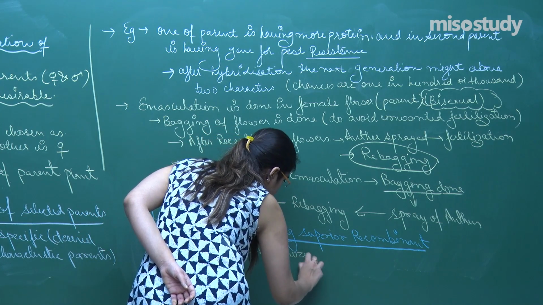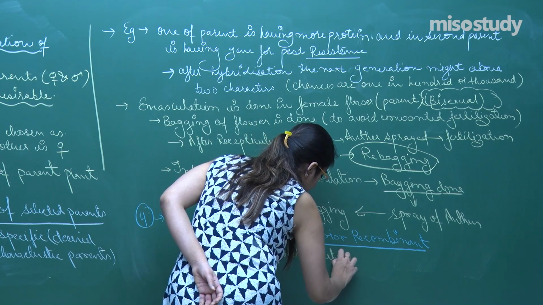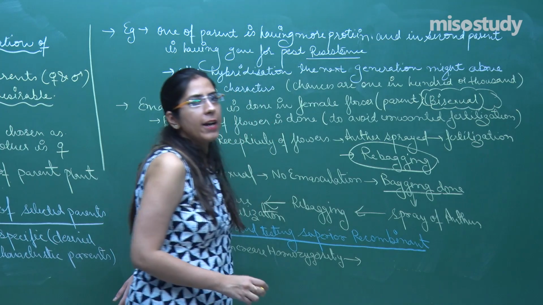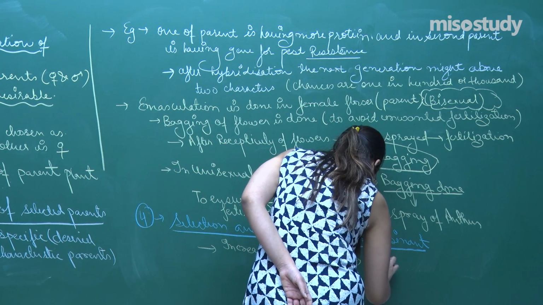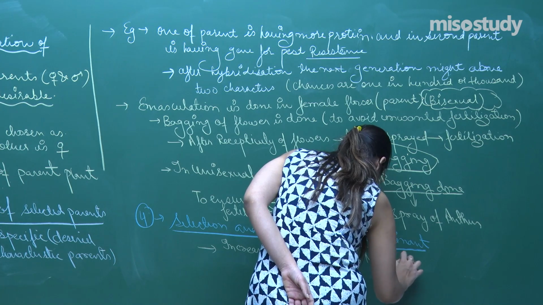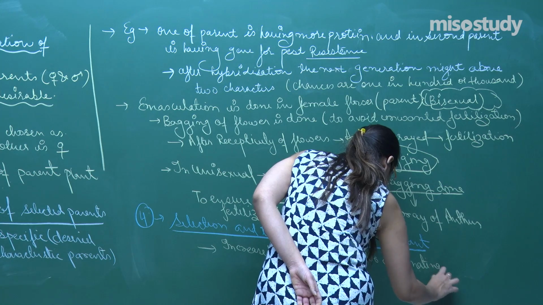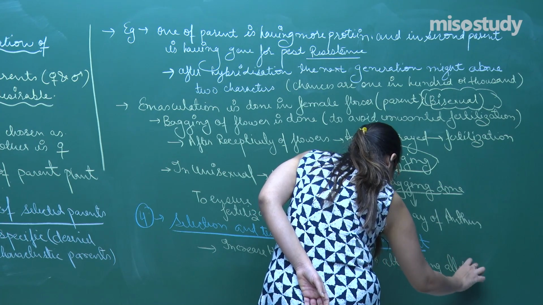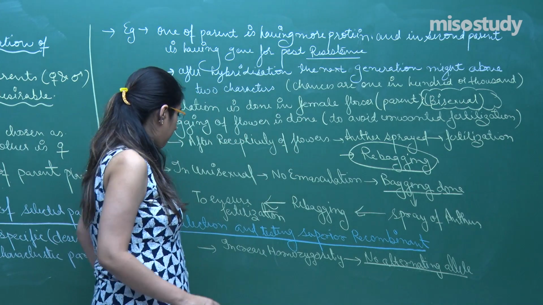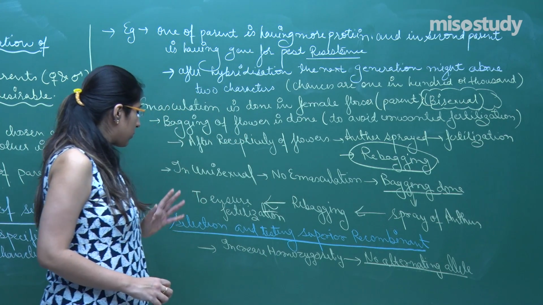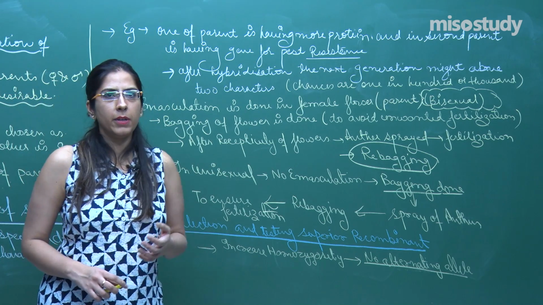I have to increase homozygosity. Why? Because I don't want any alternative alleles. So I'm writing over here: no alternating allele. No alternating allele should be present in them, right? So this was the fourth step, which is called the selection and testing of the superior recombinant.